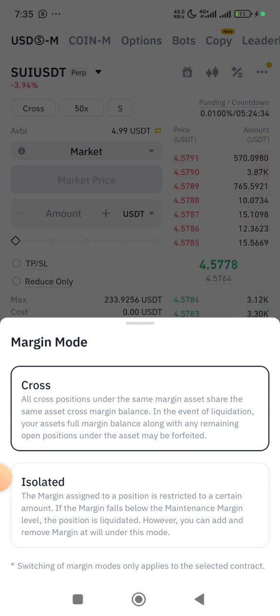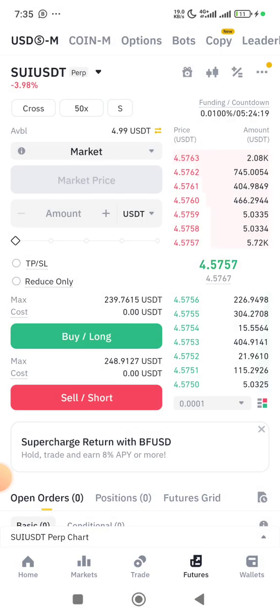So that is the difference between cross and isolated. Cross goes into your account and starts deducting the remaining balance of your money, while isolated just closes the market the moment you lose 100% of the money you used to enter the market. So that is the difference.